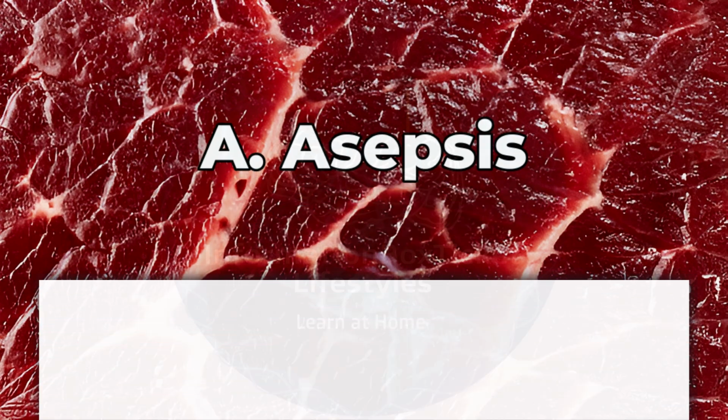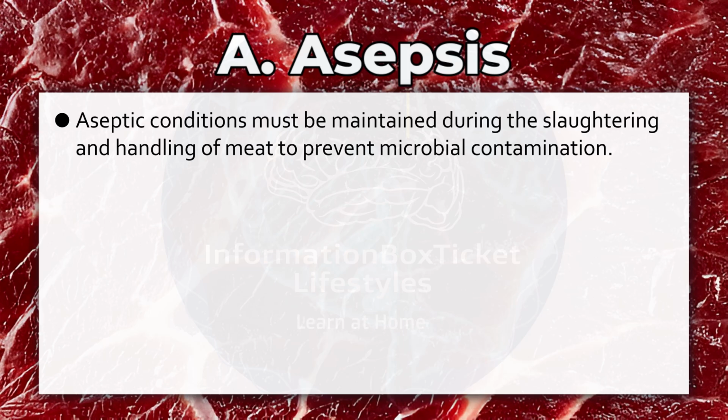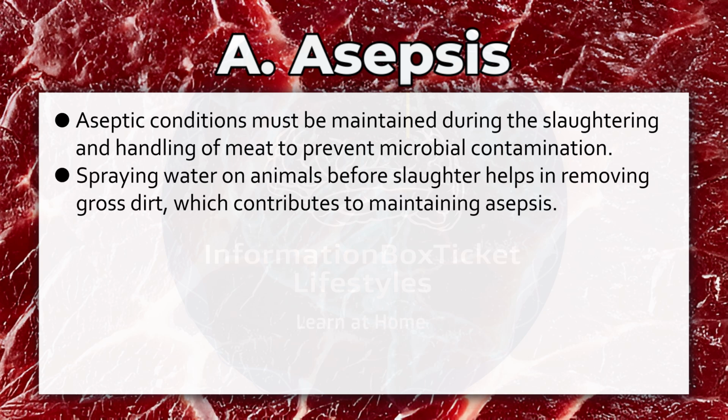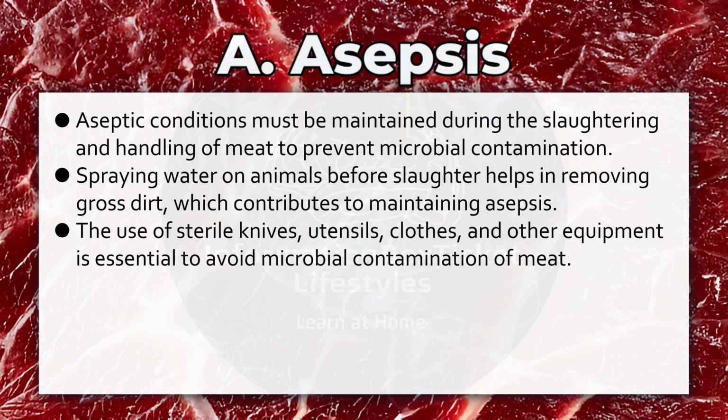Asepsis. Aseptic conditions must be maintained during the slaughtering and handling of meat to prevent microbial contamination. Spraying water on animals before slaughter helps in removing gross dirt, which contributes to maintaining asepsis. The use of sterile knives, utensils, clothes, and other equipment is essential to avoid microbial contamination of meat.